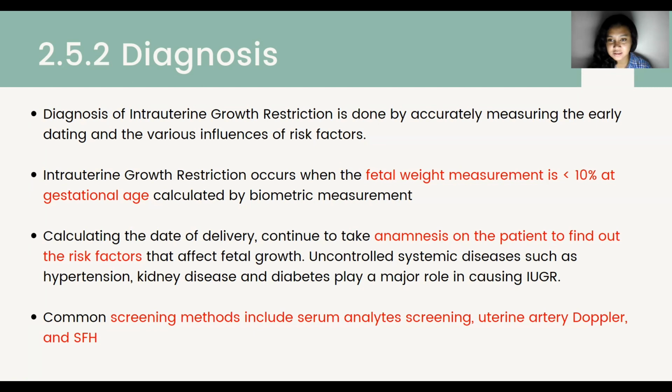Uncontrolled systemic diseases such as hypertension, kidney disease, and diabetes play a major role in causing IUGR. Then there are various screenings we can use: serum analyte screening, uterine artery Doppler, and symphysis fundal height.